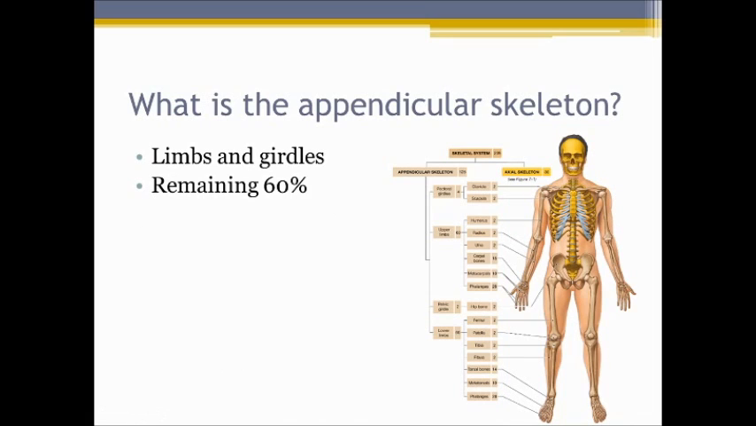So that was all the axial skeleton. The appendicular skeleton is composed of your limbs and your girdles, your pectoral girdle or shoulder girdle and your pelvic girdle. So this is the remaining 60% of your skeleton. Everything over here that's not in yellow is your appendicular skeleton. Think appendages.